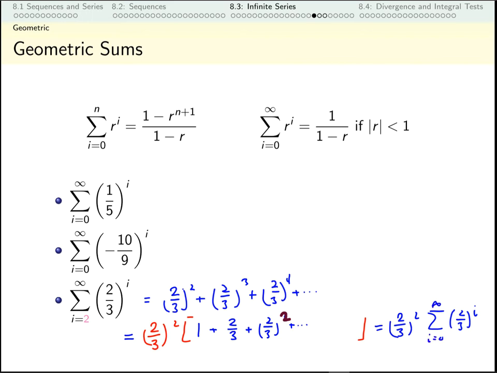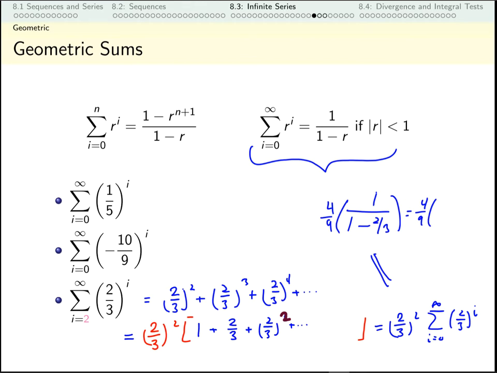Now I can use my formula, and I can see that my series is 4/9 times 1 over 1 minus r, where r is 2/3. That's 4/9 times 1 over 1 minus 2/3, which is 1/3, so 1 over that is 3. That's 4/3.